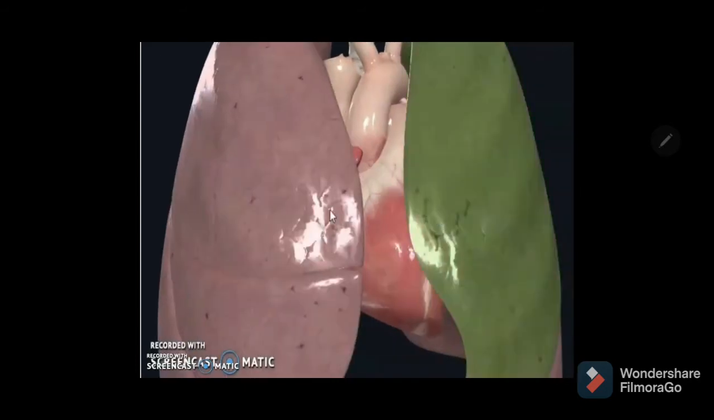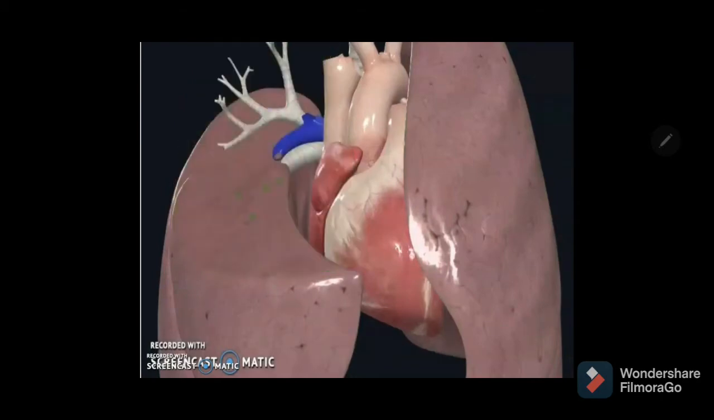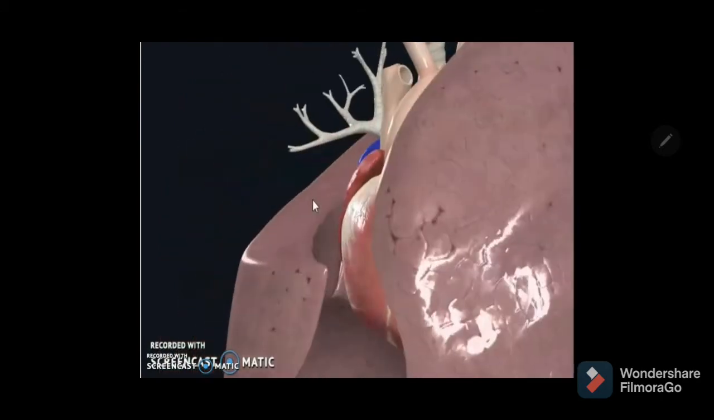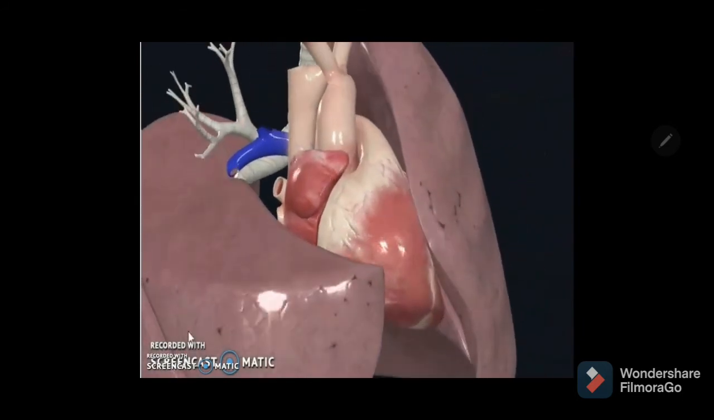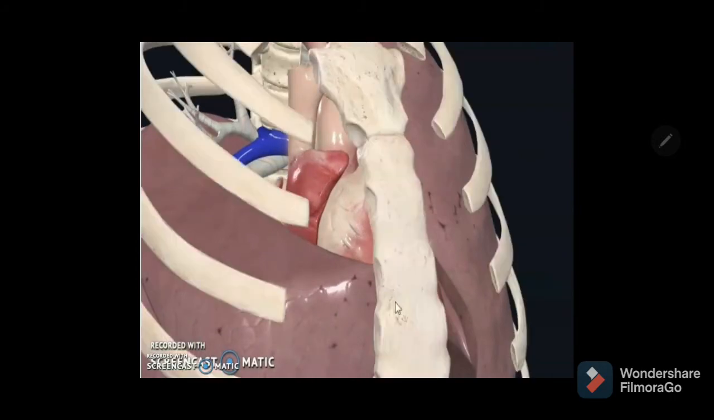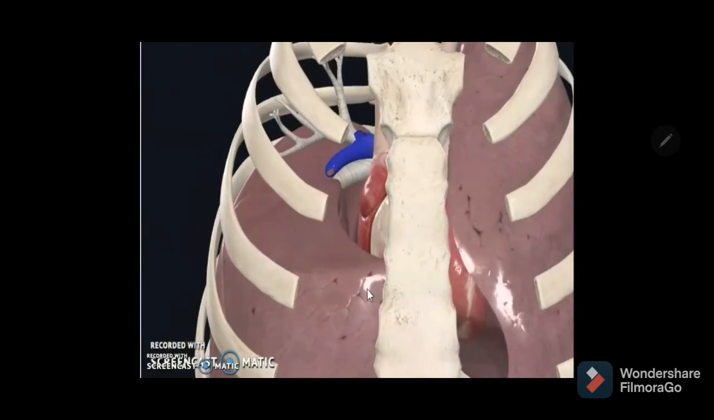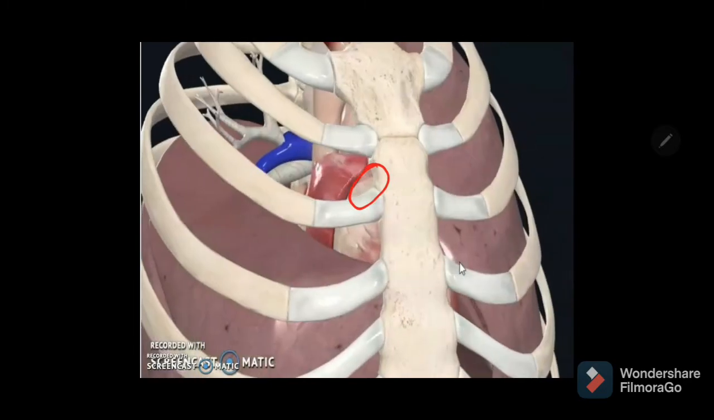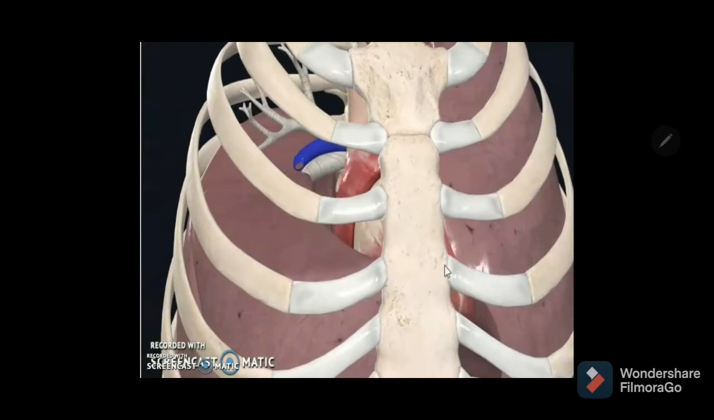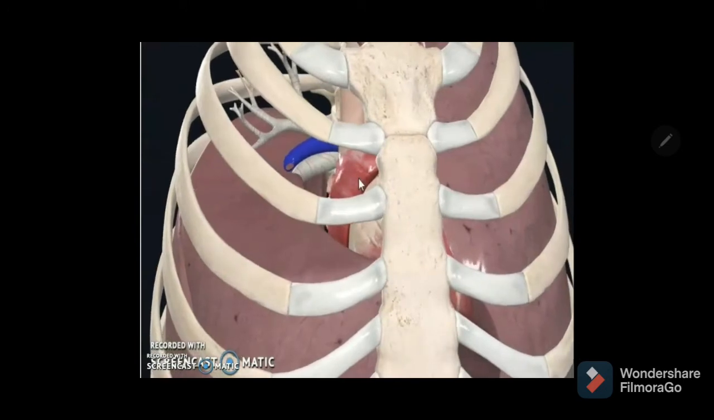What you are seeing here is the left lung, and if you take out the upper lobe of the right lung, you can notice the position of the right atrium there. The right atrium on the right side is related to the mediastinal surface, or the pulmonary impression, of the right lung, and anteriorly it is related to the posterior surface of the body of the sternum, extending from the third costal cartilage to the sixth costal cartilage on the right side. So that is the extent of the right atrium.